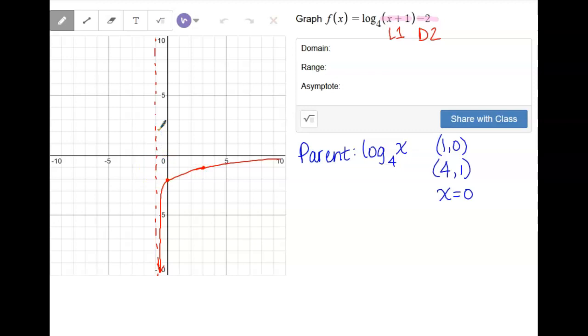Okay, domain and range, again, remember, are going to be switched from an exponential function. So start with our asymptote. Our asymptote in this case is x equals negative 1 because we moved it to the left 1. Our domain is going to go from the asymptote to positive infinity. And our range is going to go from negative infinity to positive infinity.